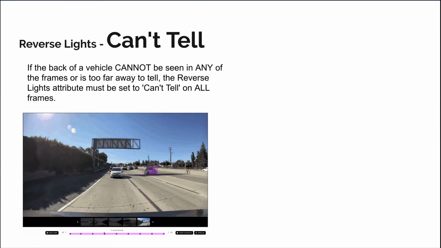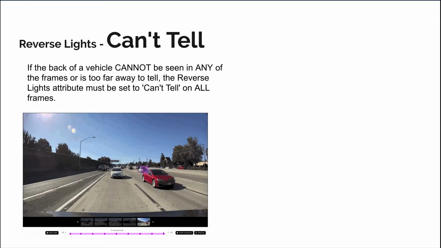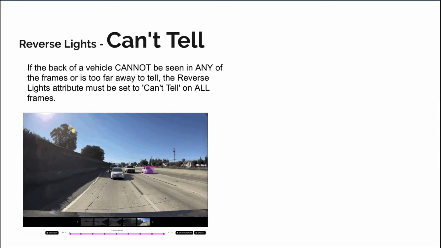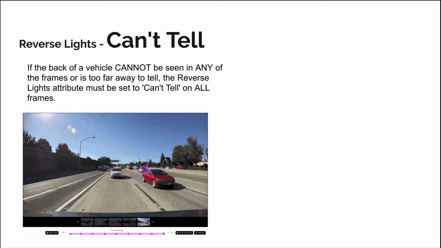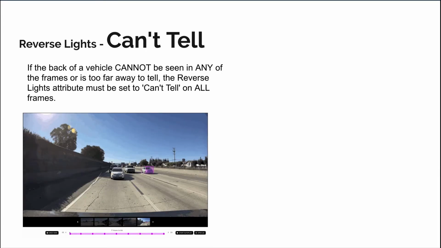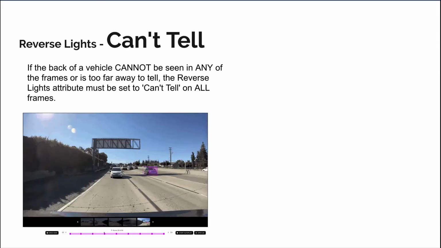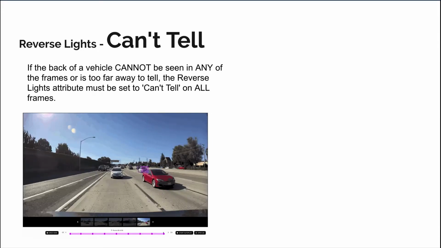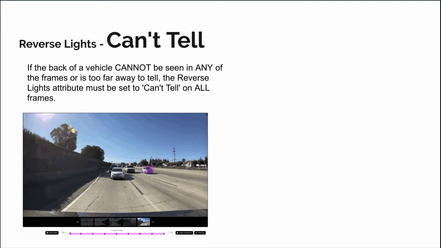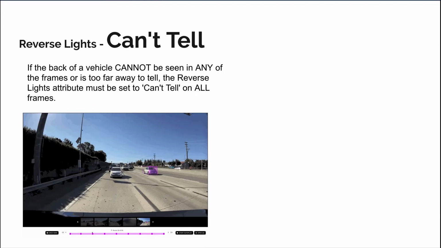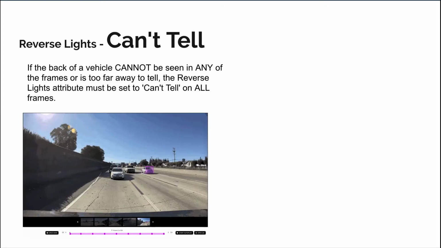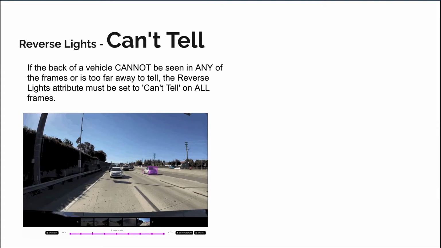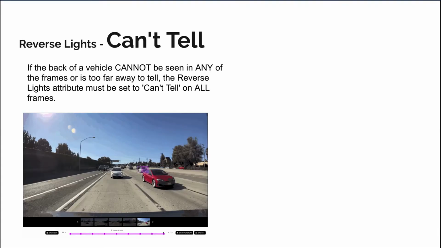But in this case, if the back of a vehicle cannot be seen in any of the frames or is too far away to tell, the reverse lights attribute must be set to can't tell on all the frames. So right there is a small car driving down the road. We are in front of it, and we don't get any good view of its backlights. And so that is a time where we have to put can't tell for its reverse lights status.